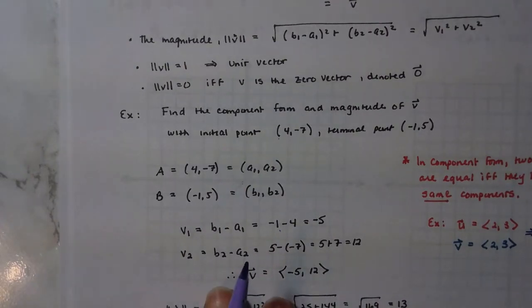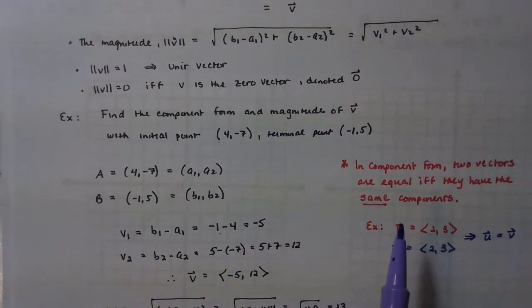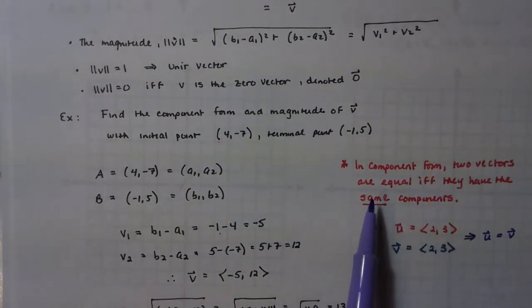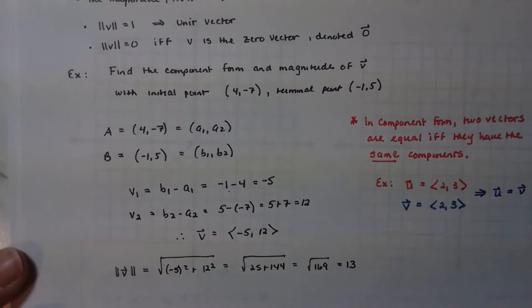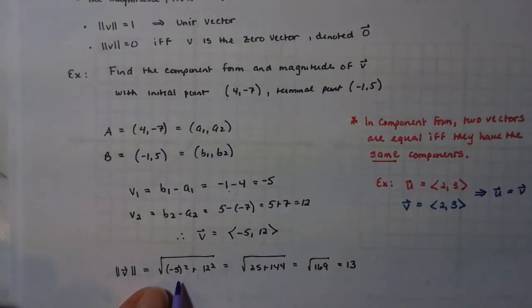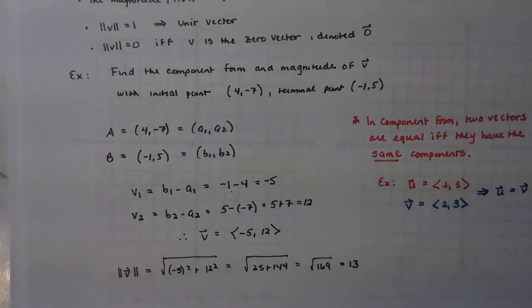By the way, over here to the side, I said in component form, two vectors are equal if and only if they have the same components. So if I have a vector U with components 2, 3, and a vector V with components 2, 3, I can say they're equivalent. It's the same vector. Now, the beauty is if I want to find the magnitude, all I have to do is take each component, square it, put it under the radical, add them together, and I'm done.